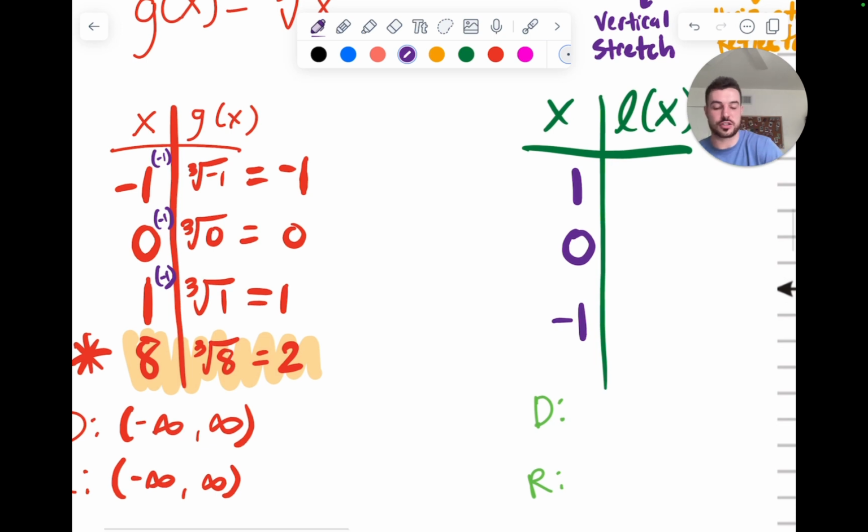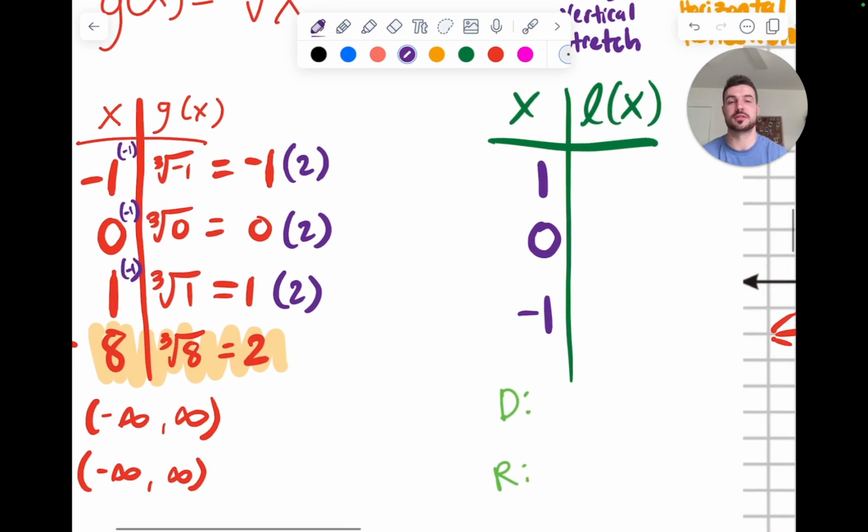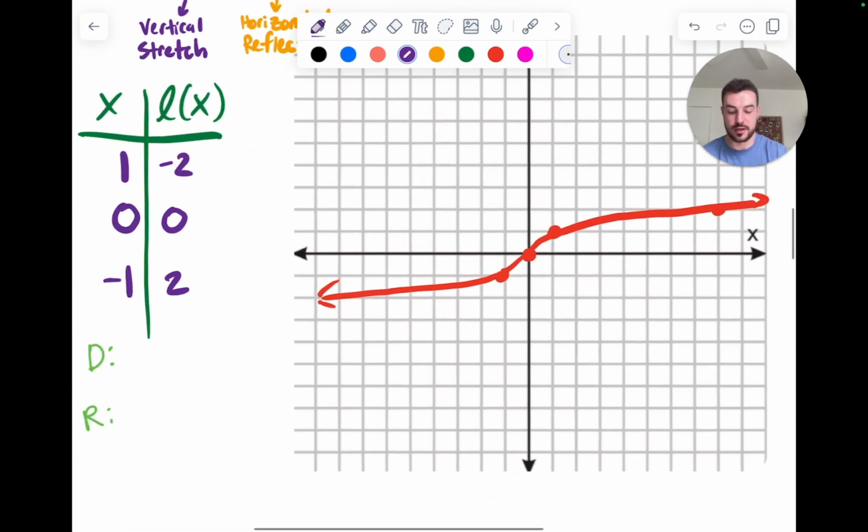So the vertical stretch means we are going to multiply our outputs by the value, which is 2. So I'm multiplying each of my g of x values by 2 in order to get my new transformed points, which will be -1 times 2 is -2, 0 times 2 is 0, 1 times 2 is 2, and now I can plot those points. So I've got +1, -2, I've got 0, 0, and then I've got -1, +2.